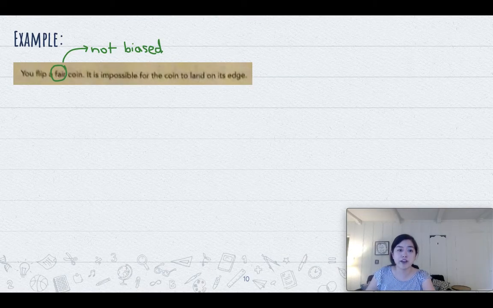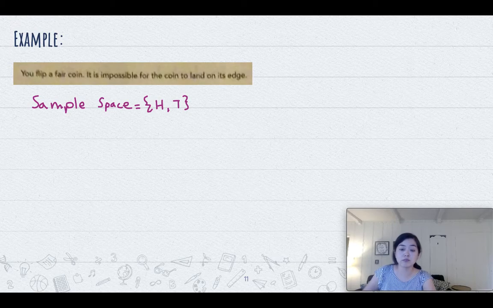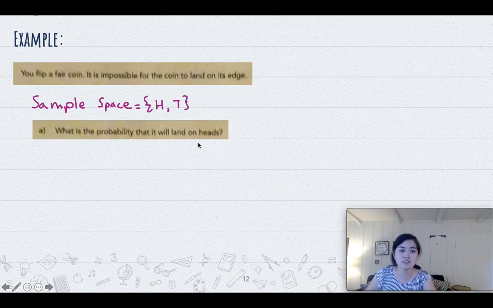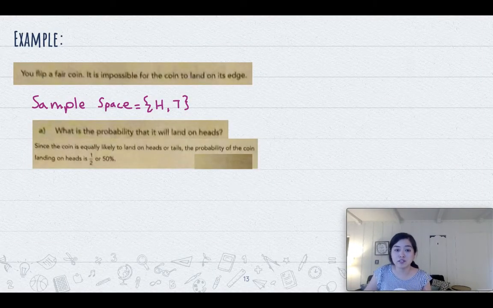And this word fair, a fair coin, means that it's not biased, that there's an equal chance of heads and tails being up on the ground. The sample space is the equally possible outcomes in this scenario, which is just heads or tails. So what's the probability that it'll land on heads? Because there are 2 choices and heads is one of them, it's 1 out of the 2 choices in the sample space. So it's about 50%.